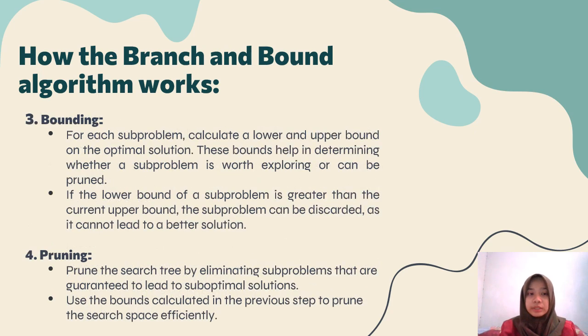The third is bounding. For each subproblem, calculate a lower and upper bound on the optimal solution. These bounds help in determining whether a subproblem is worth exploring or can be pruned. If the lower bound of a subproblem is greater than the current upper bound, the subproblem can be discarded, as it cannot lead to a better solution. The fourth is pruning. Prune the search tree by eliminating subproblems that are guaranteed to lead to suboptimal solutions. Use the bounds calculated in the previous step to prune the search space efficiently.